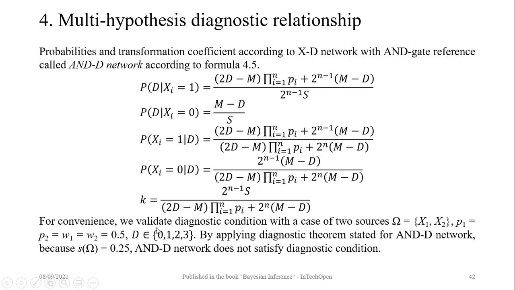For convenience, we validate that diagnostic condition with K of K equal to omega, S1, S2, B1 equal to B2 equal to W1 equal to W2 equal to 0.5. By applying the diagnostic theorem, we state that for the ND network, which causes S omega equal to 0.25, the ND network does not satisfy the diagnostic condition.